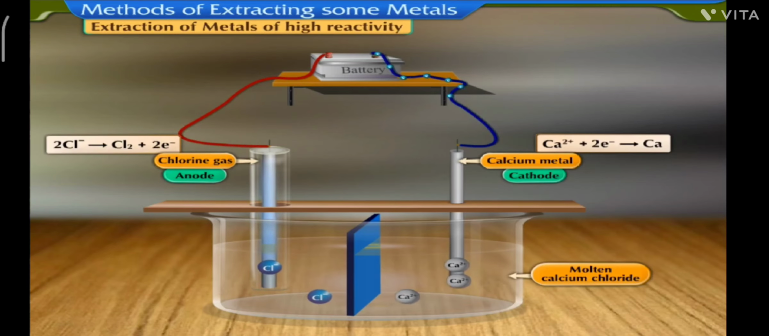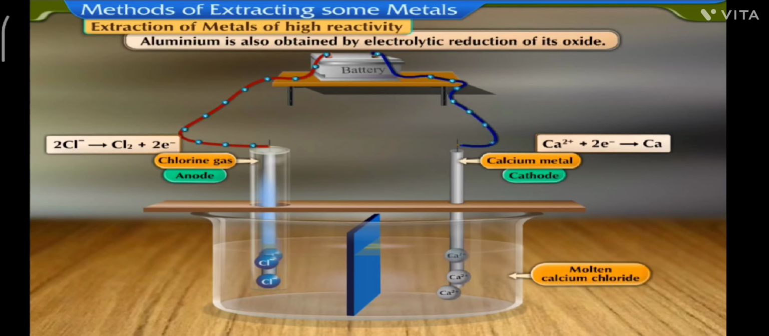Similarly, aluminium is also obtained by the process of electrolytic reduction of its oxide. Let us understand the extraction process of aluminium metal in detail.